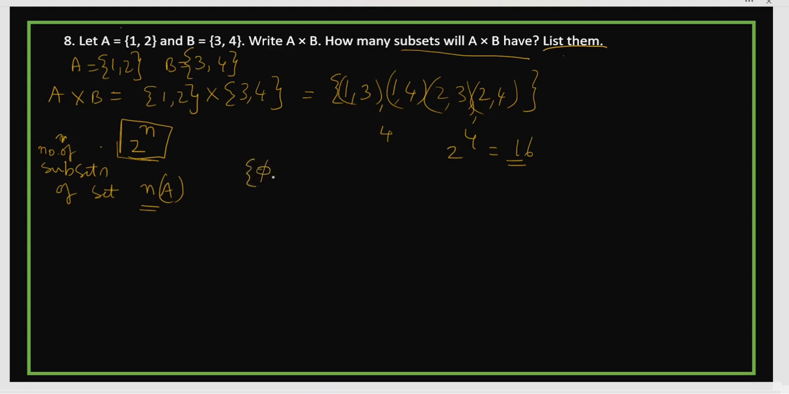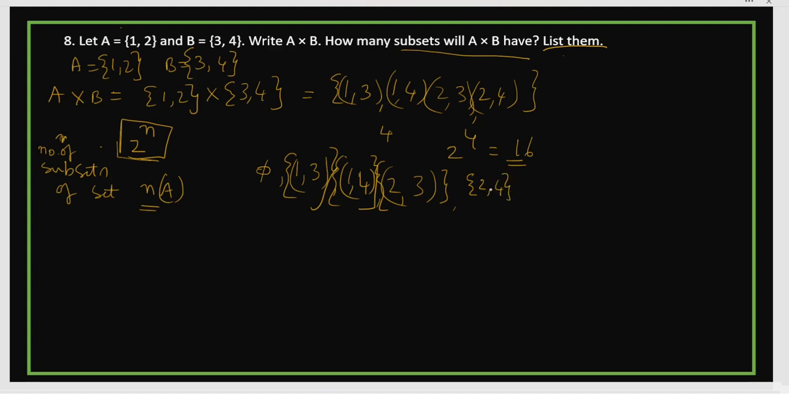The first subset is the empty set, don't write anything. Second one is {1 3}. We can keep writing all of them: {1 4}, each element you can write, {2 3}, and {2 4}. Put them in brackets, curly brackets. All of this should be in curly brackets.